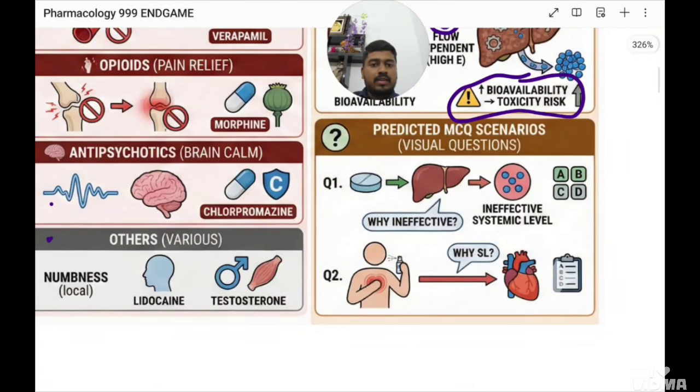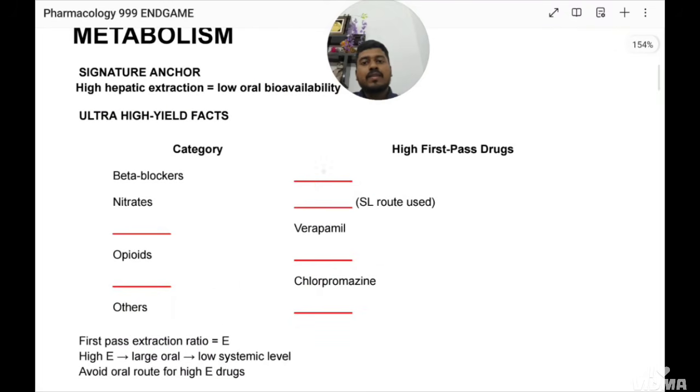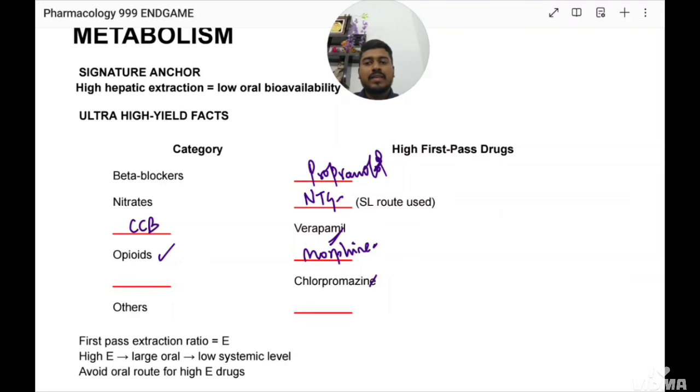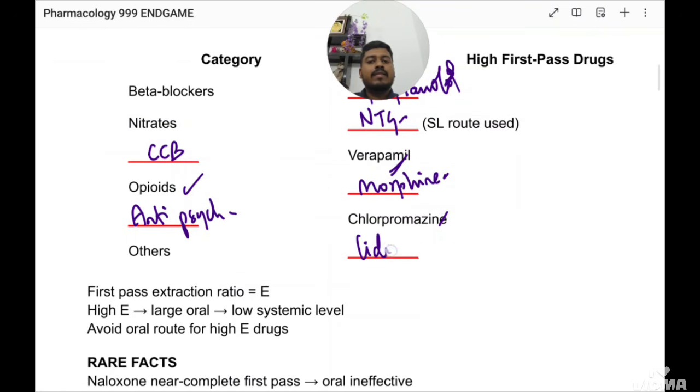Okay, next we'll go through the questions. Which beta blocker has high first pass metabolism? Very good, propranolol. Next, which nitrate is used by the sublingual route? Nitroglycerin, NTG we call it. Verapamil is a calcium channel blocker which has high first pass metabolism. Which opioid has high first pass metabolism? Yes, very good, morphine. Which antipsychotic? Chlorpromazine, an antipsychotic which has high first pass metabolism. What are other examples? Lidocaine or lignocaine, and testosterone.